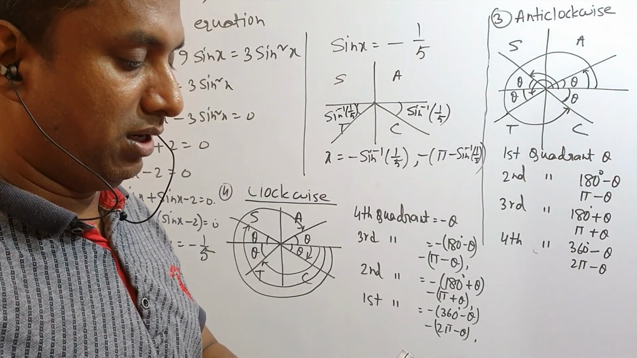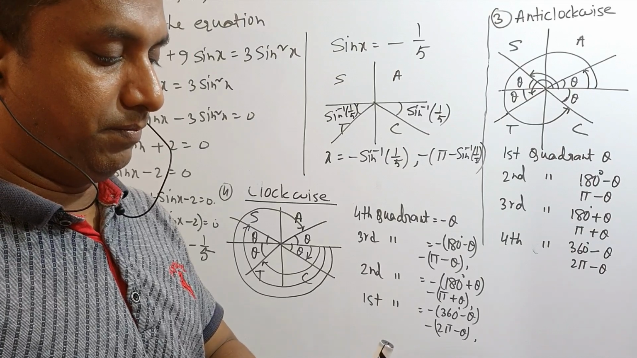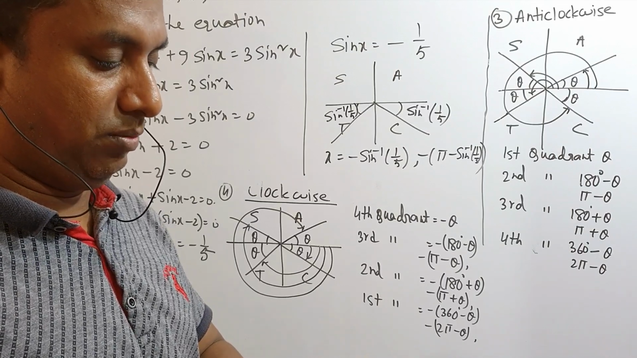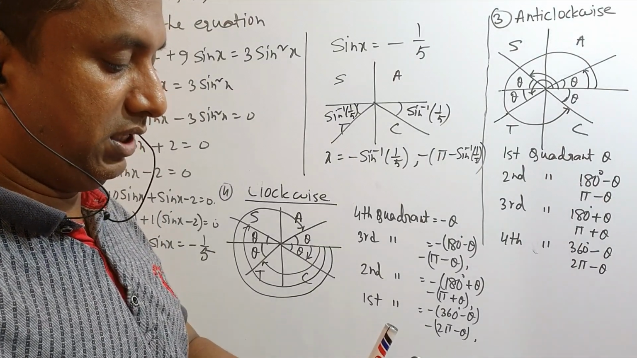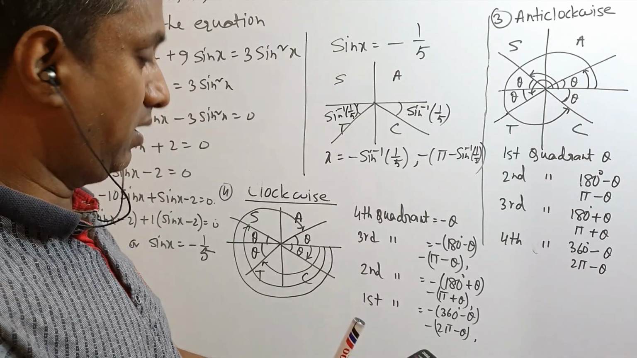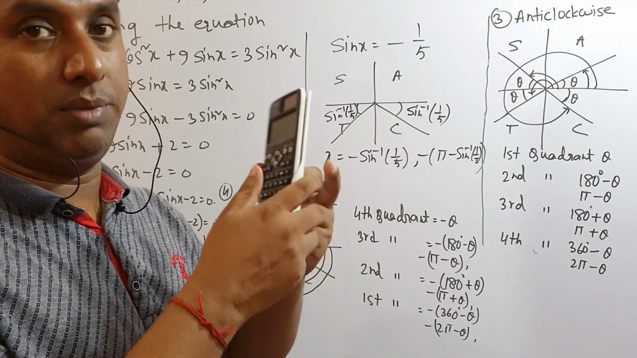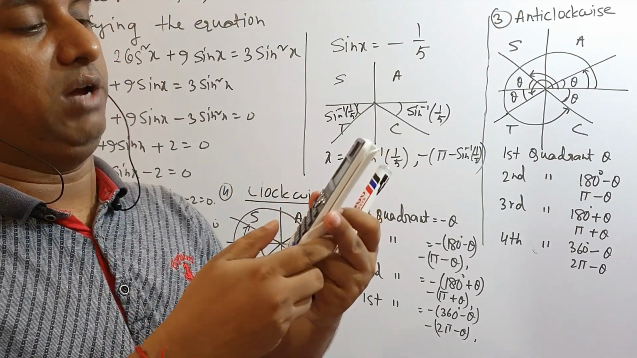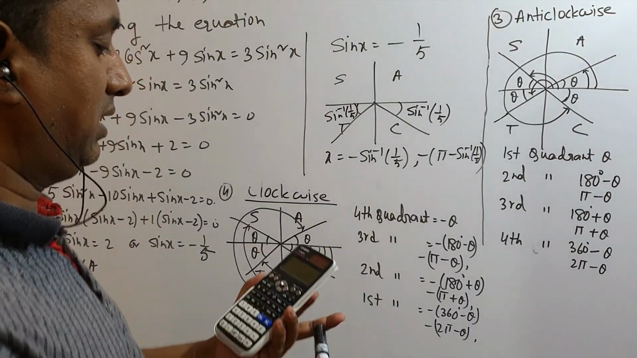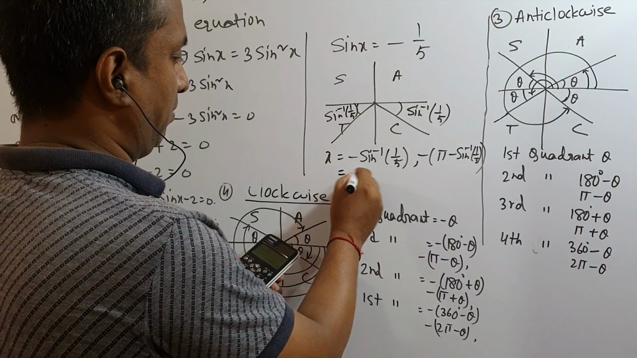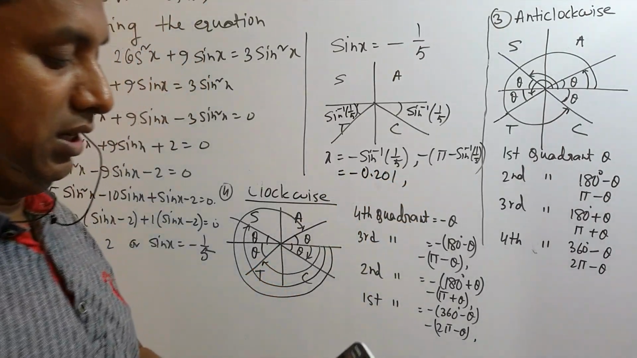Now if you use your scientific calculator, you can easily solve it. Let me change it to radian. You must change it to radian. Then type sine inverse, shift, then sine, and 1 by 5. This is the best calculator, the Casio FX-991EX. It's a very good calculator. You can use it. I'm writing these answers in three significant figures: minus 0.201. It will be stated in the question how you should write it.